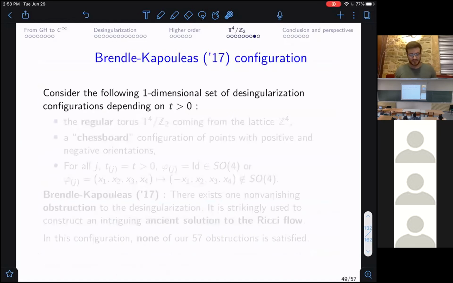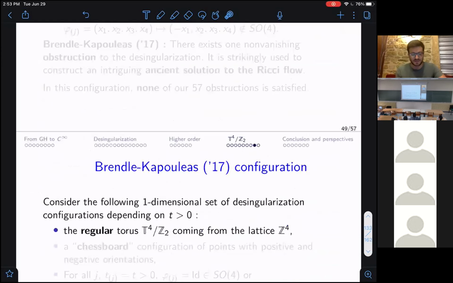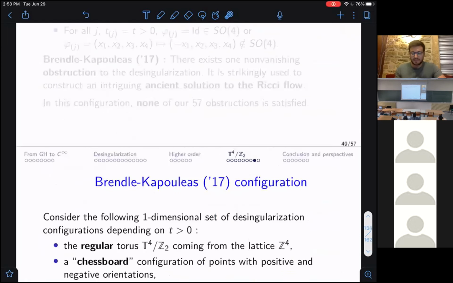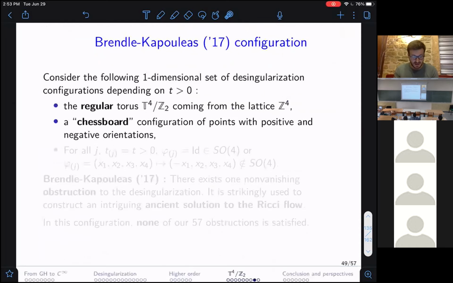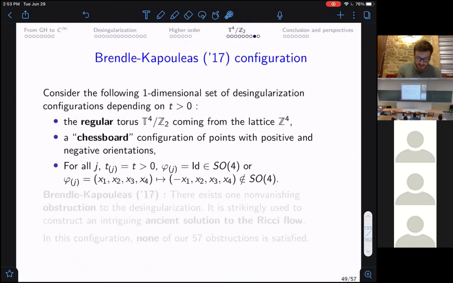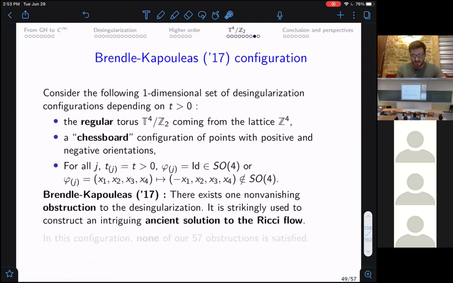So this was already studied by Brendle and Kapouleas, where they use this regular torus, a chessboard pattern for the positive and negative orientations. And what's important is that they have only a one parameter family, because there is only one parameter here, T, which is the scale of all of the Eguchi-Hanson metrics. And they proved that there is one obstruction, and it was used to construct a very, very important and very new type of Ricci flow, an ancient solution of the Ricci flow, which desingularizes the orbifold. That's a striking construction.